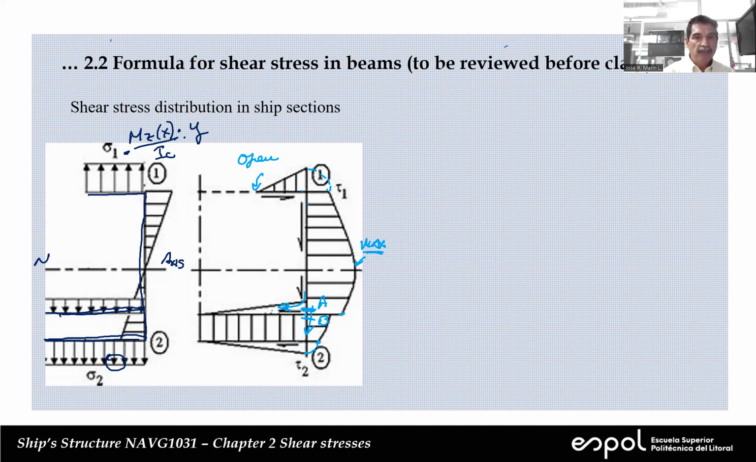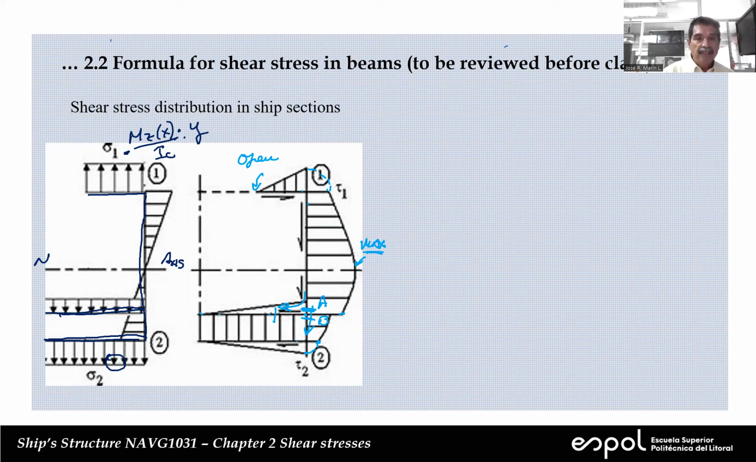Remember that what you can do is make a cut here and integrate from here to here instead of considering the whole section. We did this exercise in class for those of you who come to class. But you have to be careful with the sign.